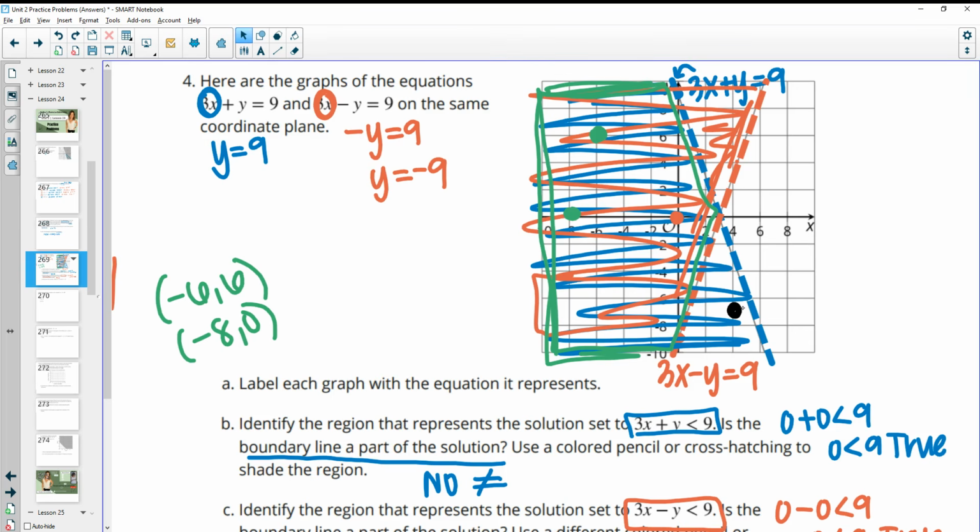Can't pick this one because this one's only in the blue shading. Can't pick this one because this one's only in the orange shading. You can't pick something on the boundary line. So can't pick here, can't pick here. And also obviously can't pick over here. So anything over here.